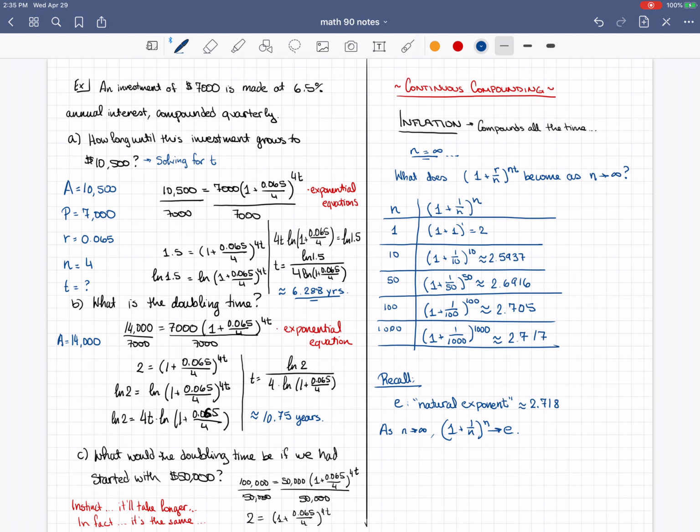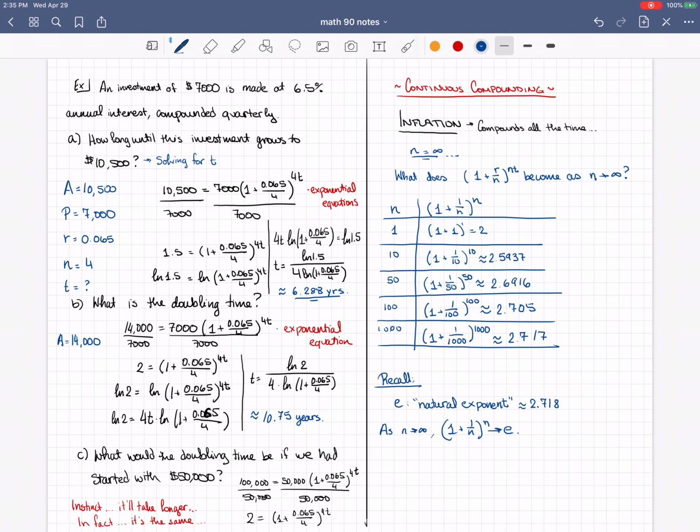So in fact, this is why e is called the natural exponent or the natural base, is that when you encounter exponential growth in nature, and a monetary example of that would be inflation, but we'll look at non-monetary examples also, the exponential function that describes that behavior is an exponential function base e.